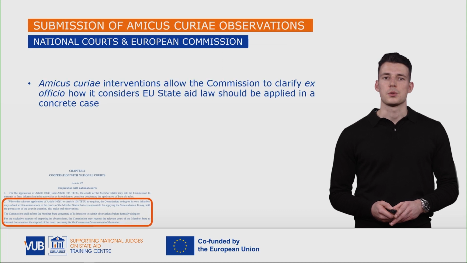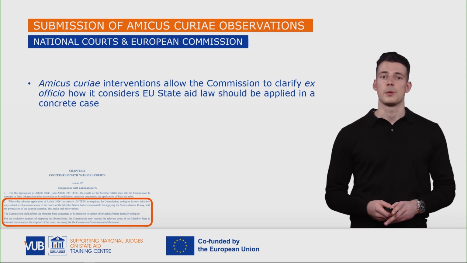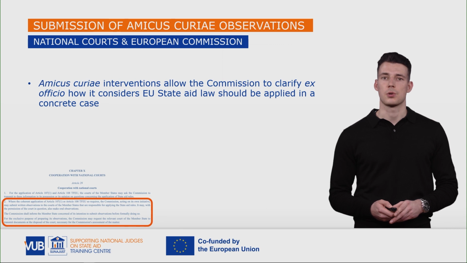Paragraph 2 of Article 29 of the procedural regulation stipulates that the Commission may intervene ex officio in national proceedings in order to clarify how it considers EU state aid law should be applied in the pending case. However, the Commission's opinion is not binding on the national court concerned.